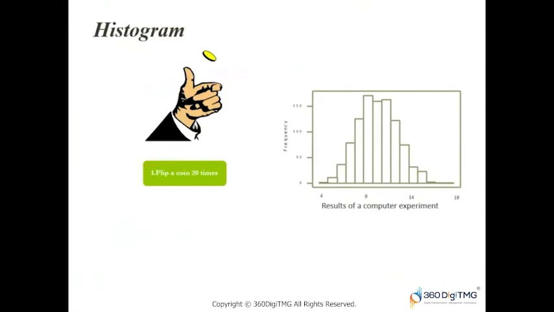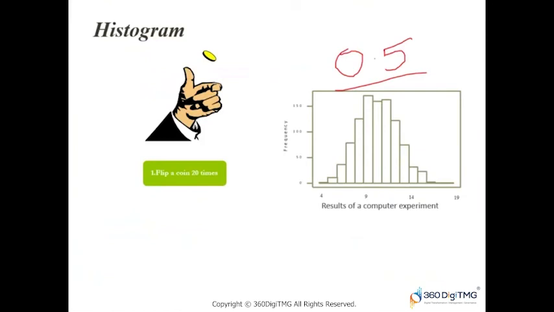So let me ask you this question. If I'm going to flip a coin once, what is the probability that I'll get a head or a tail? You would obviously say it is 50%, 0.5. If I toss a coin twice, what is the probability that I'll get a head?